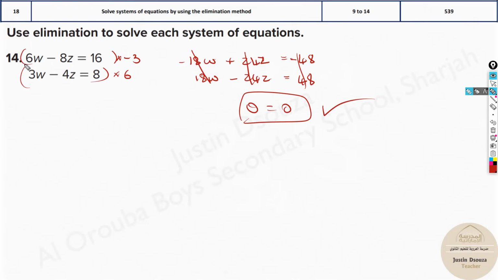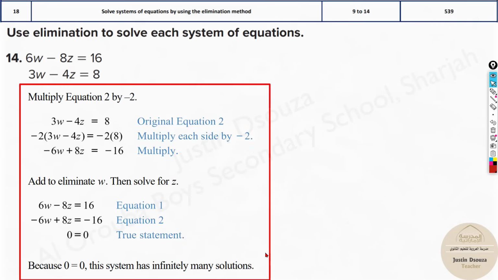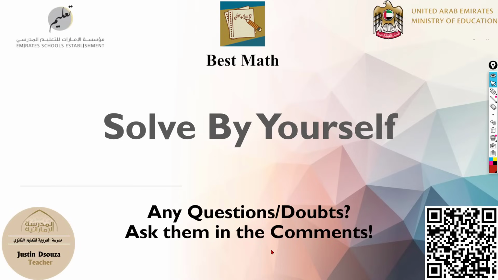Now I can prove that they are the same. Let me just divide this by 2. The first equation, let me divide it by 2, or let me multiply the second equation by 2. Anyhow, I will just multiply by half, or divide by 2. So it'll be 3w minus 4z equals 8. Now compared with the second equation, they are the same, right? So it's basically the same equation. They are overlapping and there are infinite solutions. And that's the answer.